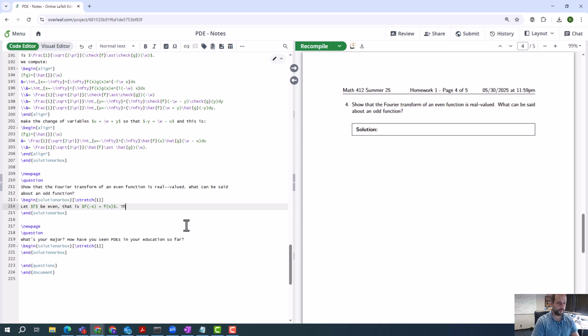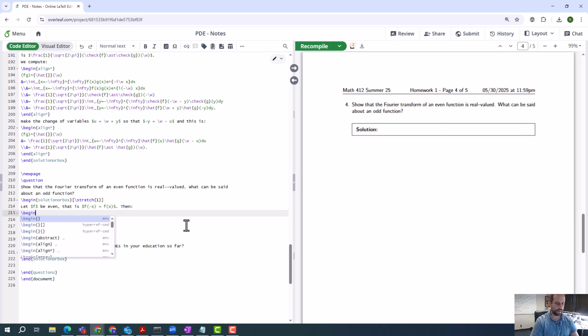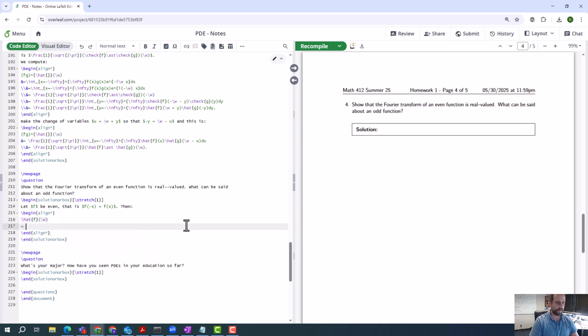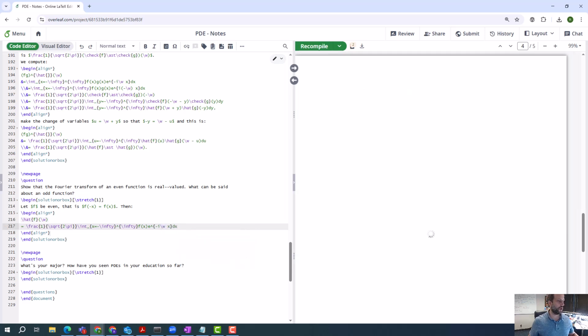Then let's just compute the Fourier transform. F hat of omega is equal to the integral of f of x e to the minus i omega x dx. Okay, let's just see if that looks like what I want it to look like.